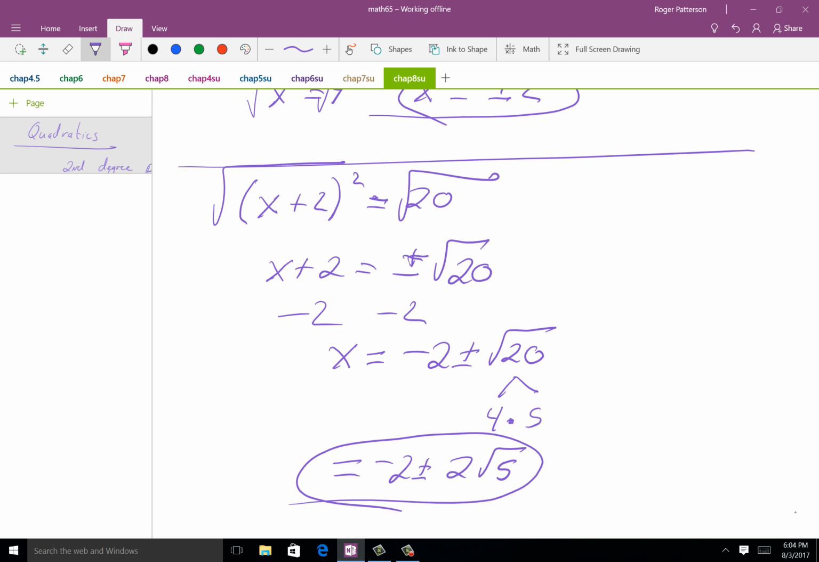So it's very similar to solving equations that you've solved before. It's just you've got the square there.